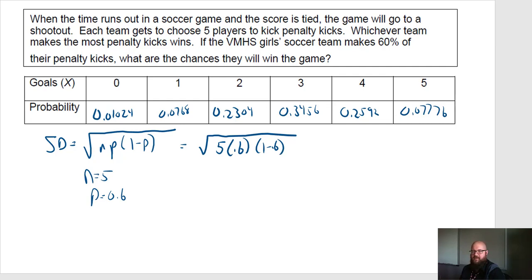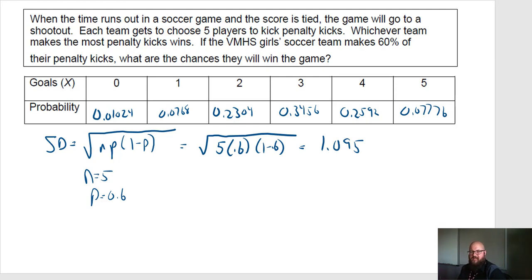So we had 5, so we're taking the square root of 5 times 0.6 times 1 minus 0.6, which is 0.4. You can leave it like that to put in the calculator if you need to. And that will give you 1.095. If we're going to interpret that, we would say if the team goes to a shootout many times, their scored goals would typically vary by 1.095 goals from the mean. So technically, it's almost about 1 goal from the mean of 3. Standard deviation is saying it would vary by about 1 goal if they did this many times.